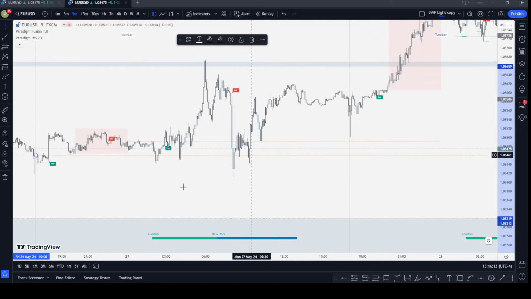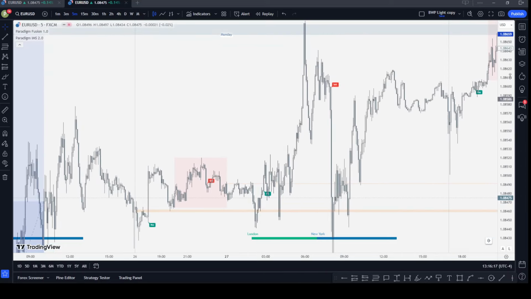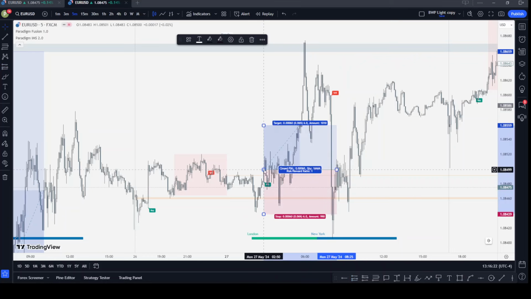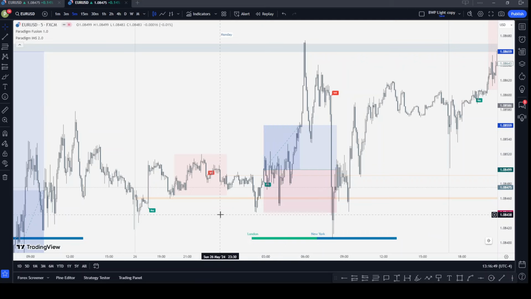On Monday, you could still have taken a long here to target the new week opening gap. Let's say you go long here. Your stop loss is always going to be the most recent intermediate time low or the low of the day. Let's say I use the low of the day, it will be this area here. And if you are using 12 a.m. New York time, this is going to be the low of the day.